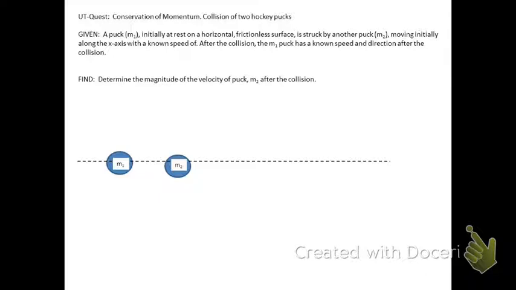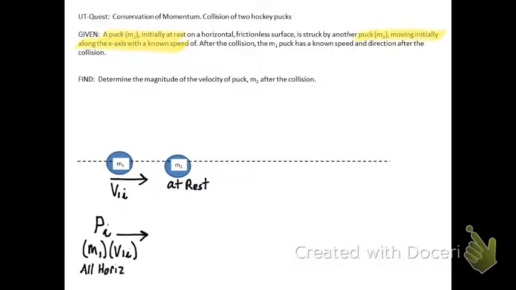We just need to account for all of our momentum in both dimensions. All right, so let's start with our initial momentum. And our initial momentum can be completely defined, magnitude and direction, with these pieces of data: the mass of both pucks, the speed of both pucks, the direction of both pucks. So with all that information, I can completely define initial momentum. It's the mass of puck 1 times the velocity of puck 1 initially, and all the momentum is in the horizontal direction.